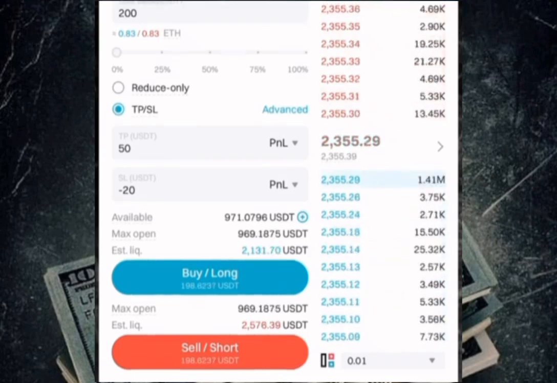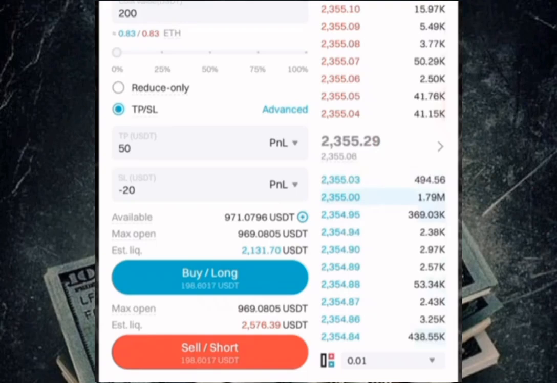For shorting, so if you are shorting, it means you're predicting that the price will go down. But let's say, for example, it doesn't go down and it starts to go up. Now, if it goes up from 2,355, which is the current price, to 2,576, then I'll be losing all my $200 in this trade. That's if I don't set stop loss. So that's why stop loss is good.